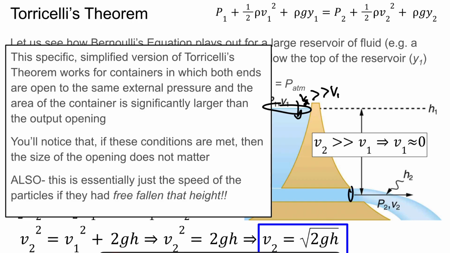It's essentially just the speed of the particles if they had free fallen from that height, right? So back in our kinematics, if we solve our kinematics equation for v2, it equals the square root of 2 times g times h if our initial velocity is 0. So that's kind of cool. Really, the speed of the particles coming out of this hole is the exact same speed as they would have if they were just in free fall from this height up here down to that vertical position.